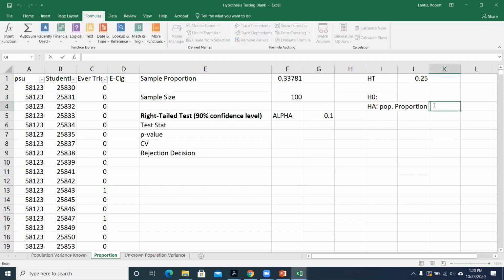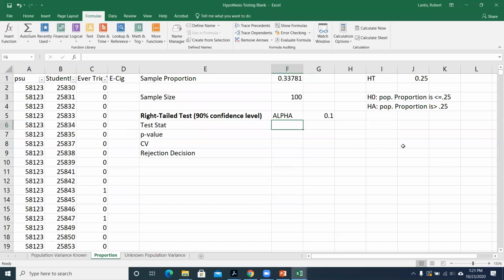No, I was in the wrong cell. Sorry, that was my alternative hypothesis. So let's assume the alternative hypothesis is that it's greater than 0.25, which would mean my null is that the population proportion is less than or equal to 0.25. Okay. So we have a right-tailed test here, right? Greater than sign in my alternative hypothesis, and I'm testing whether the proportion of students who have ever used e-cigarettes is greater than 25%, essentially, or a proportion of 0.25.